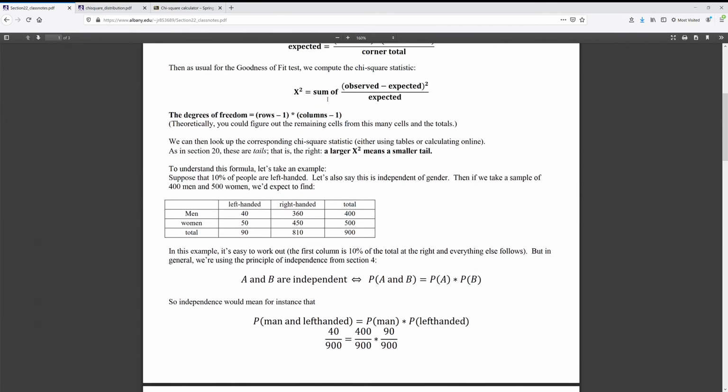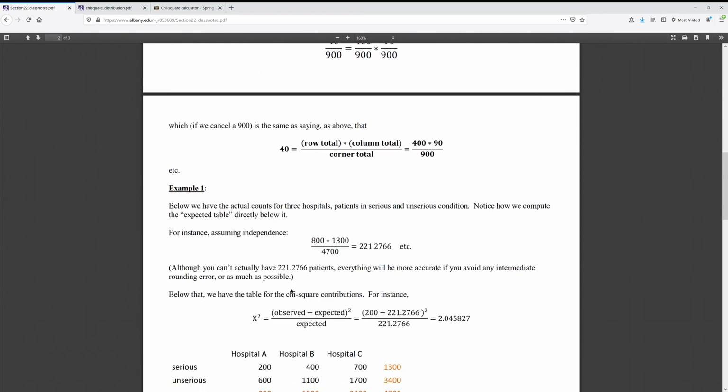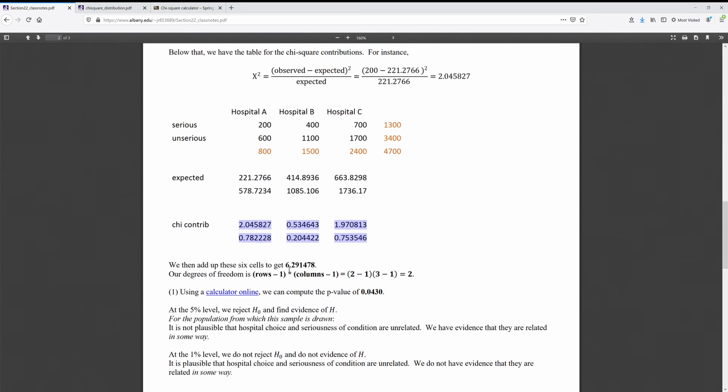Right there, sum of. We add up those 6 cells to get something along the lines, depending on our rounding, of 6.291478, which again is probably far more than we need. Now again, the degrees of freedom formula is row categories minus 1 times column categories minus 1.